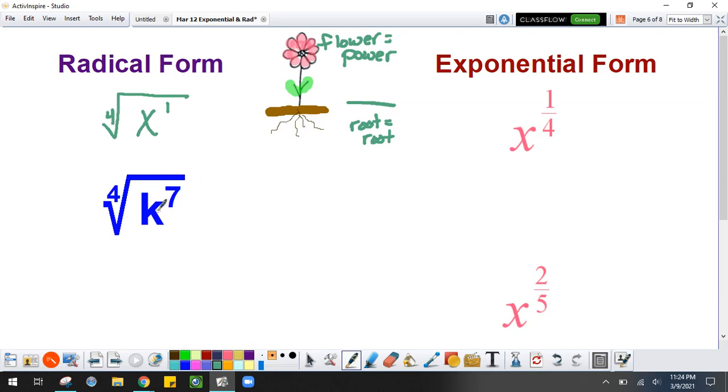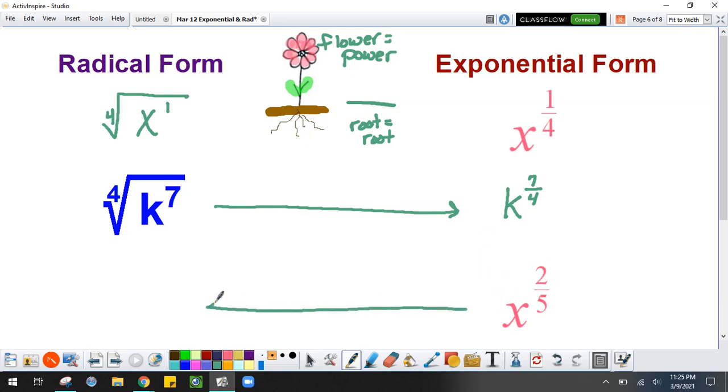Reversing that, I still have a base. So my base is K. My flower power is 7. My root is 4 from this question over here. I'm going to take this exponent and I'm going to change it to radical. So radical, X is my base, my flower power is 2, and my root is 5.